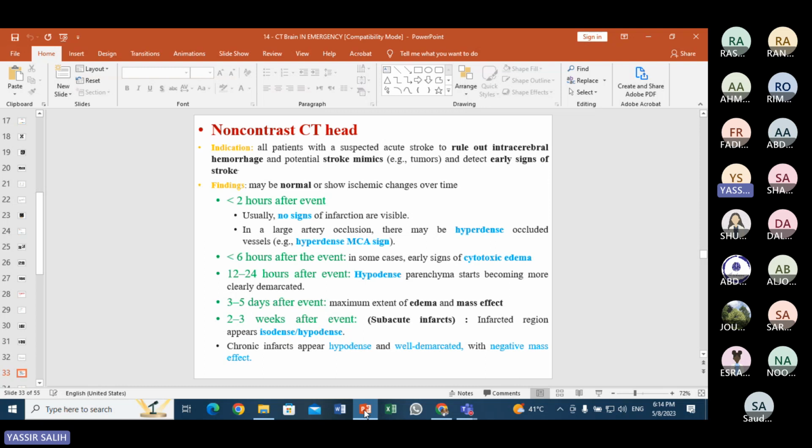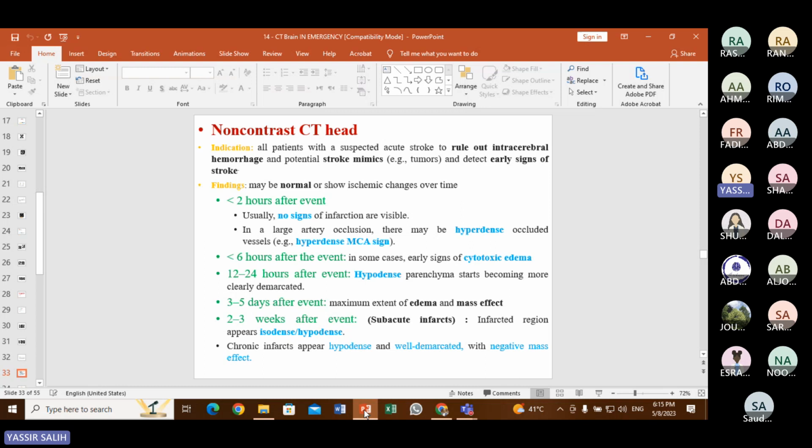إذا CT may be normal in less than 2 hours or within 2 hours after the event. But in the large artery occlusion there may be a sign بتساعدنا كثير جدا يسمّوها hyperdense artery sign according to the occluded artery. It may usually be seen in the middle cerebral artery or in the basilar artery لأنها larger arteries. But this is the early sign of infarction on CT. اسمها hyperdense vessel sign اللي هي بتكون الفيزل بيظهر لنا hyperdense, the occluded vessel.